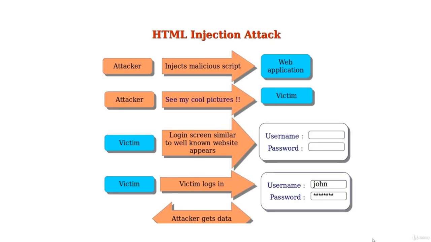Now we'll learn about HTML injection in this lecture, in this section. First of all, you can see the example over here that is showing the HTML injection attack. We have the attacker and a victim over here, and the attacker will just inject the malicious script in the web application. The victim will see a spam link, basically a URL, and they will just get victimized. So the connection here will be through the links.